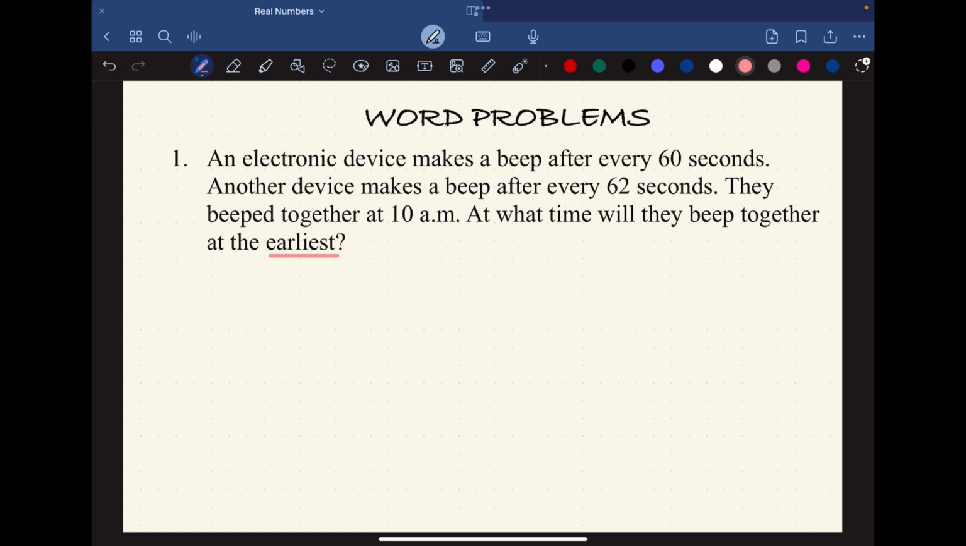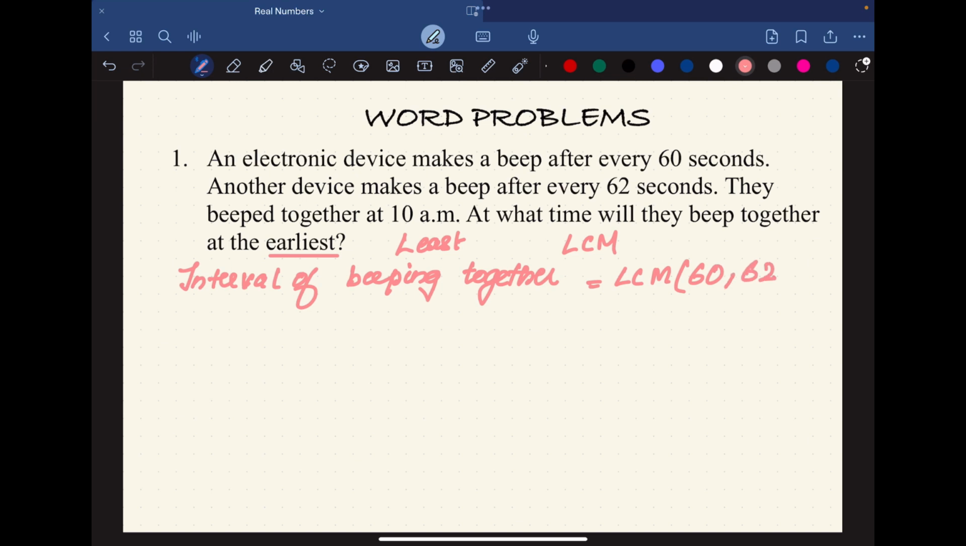So once you have read like this, you should understand this. We are looking for the least time. That means we have to look for LCM. So first the interval of beeping together has to be found. This is what we have to find out, right? Together. So this can be found by taking the LCM of these two numbers 60 and 62. So this is your homework. You have to try to find out the LCM of these two.